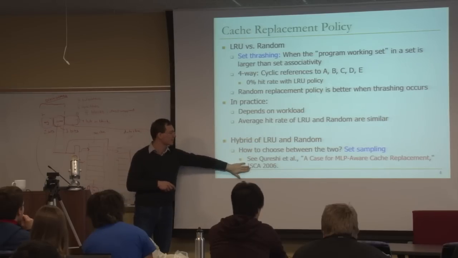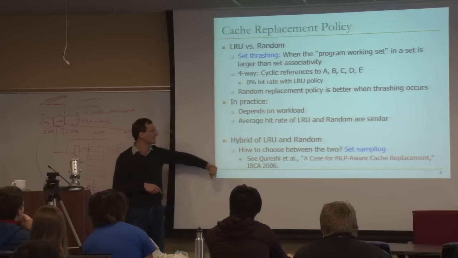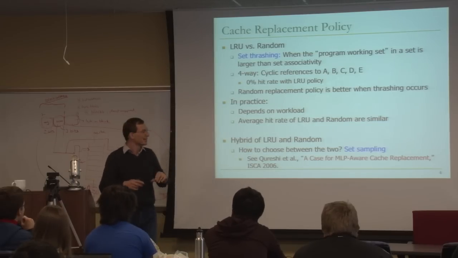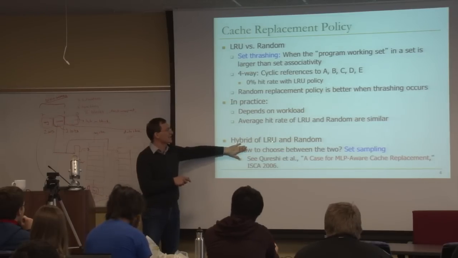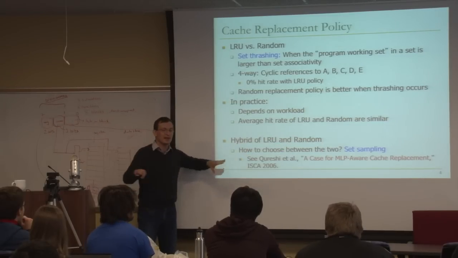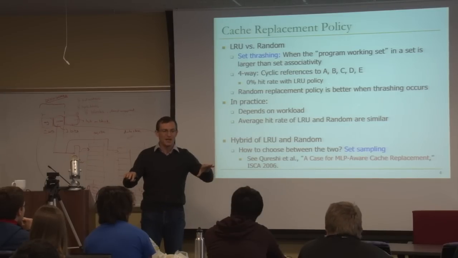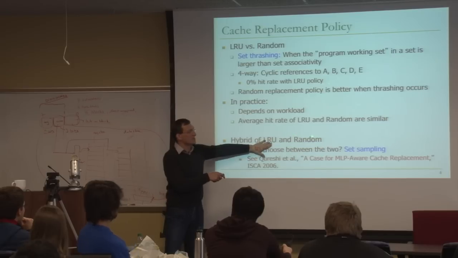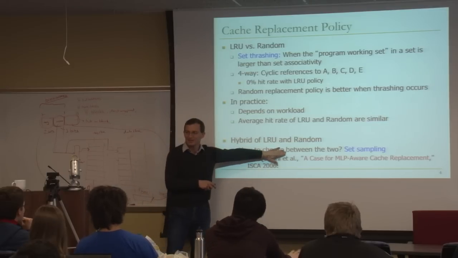This is one paper we wrote in 2006 that talks about MLP-aware cache replacement, which I'll cover later. But basically, it also introduces the concept of doing hybrid replacement. The idea is you have some sets dedicated to LRU and some other sets dedicated to random replacement. And you try to figure out which one is doing better. And depending on which one is doing better dynamically, you apply the better replacement policy to the remaining sets. That's the idea of set sampling.